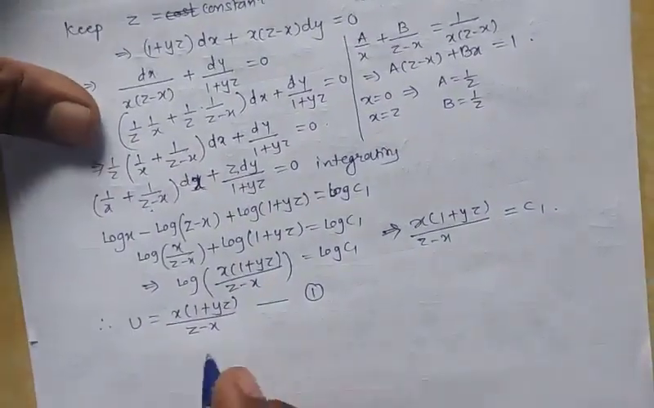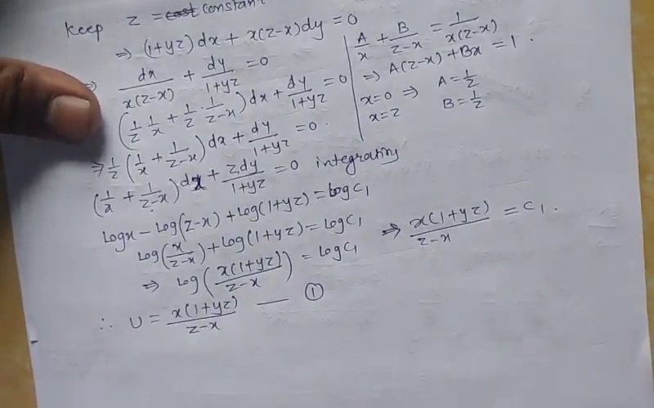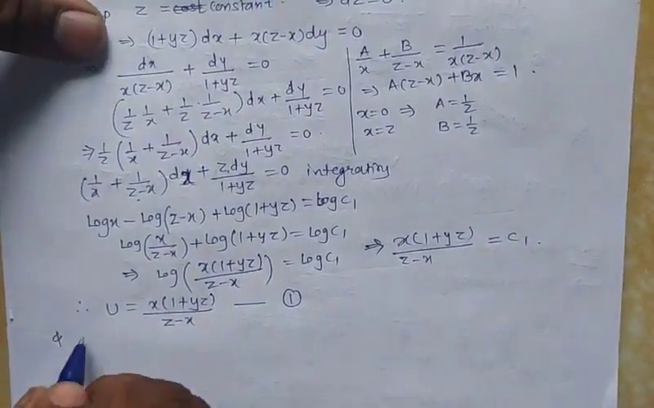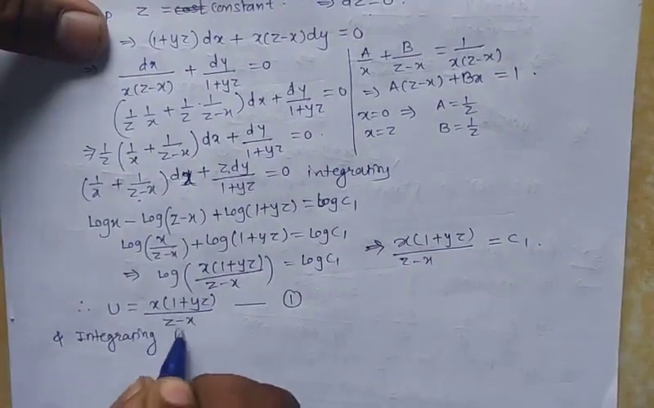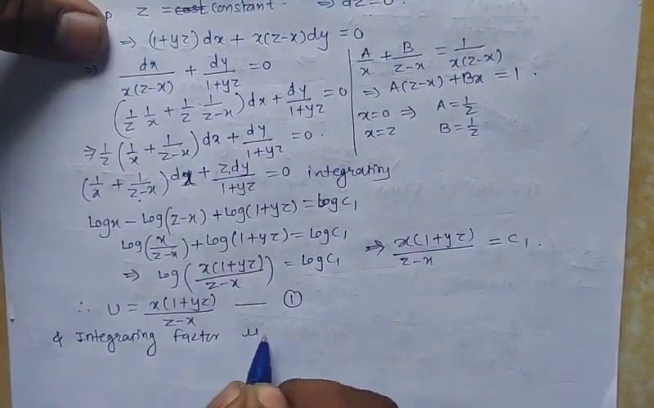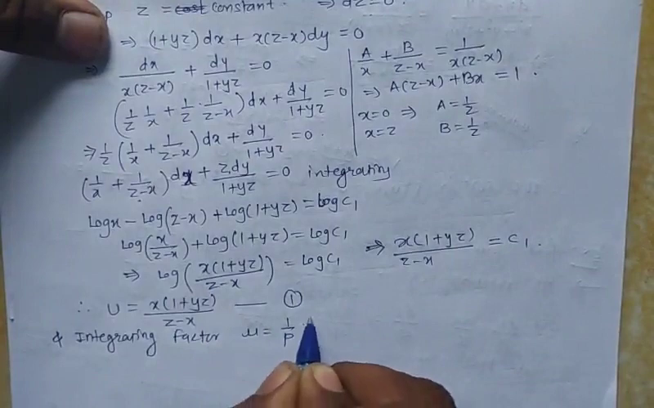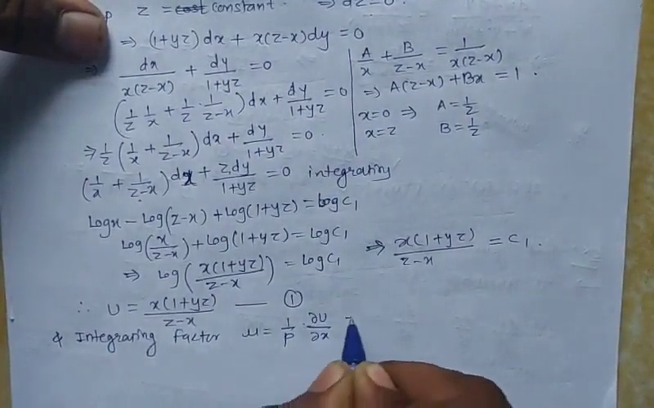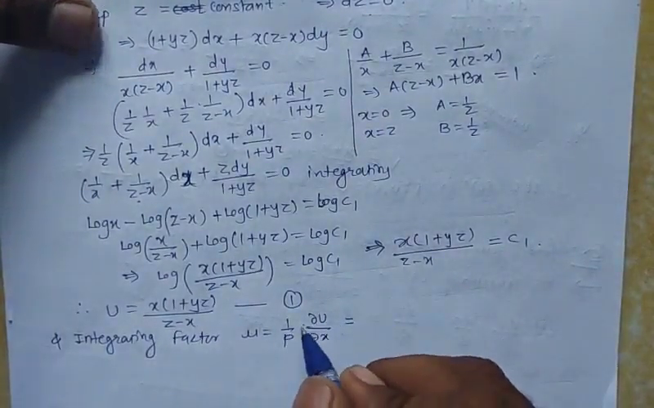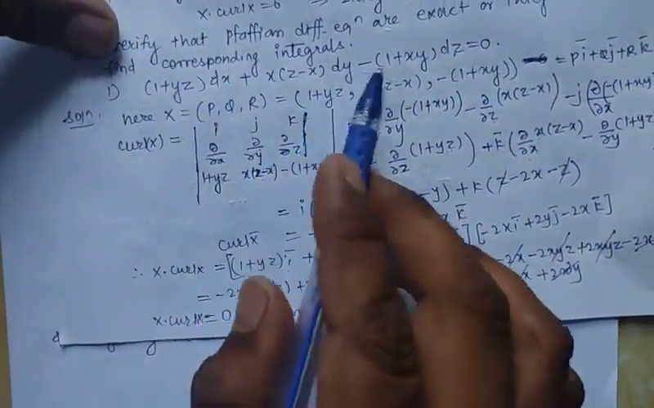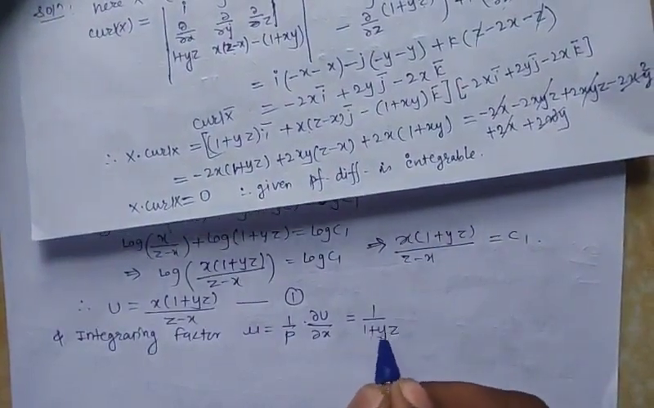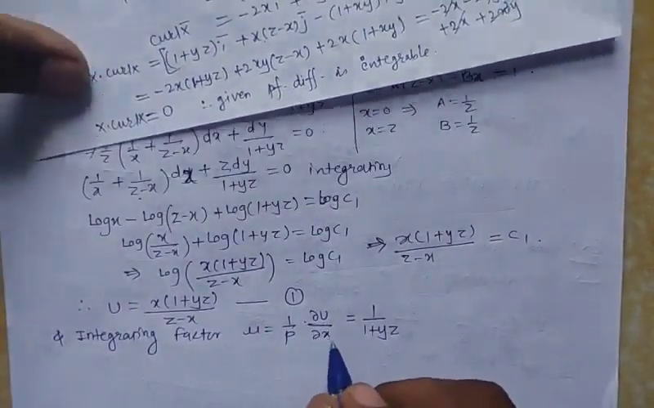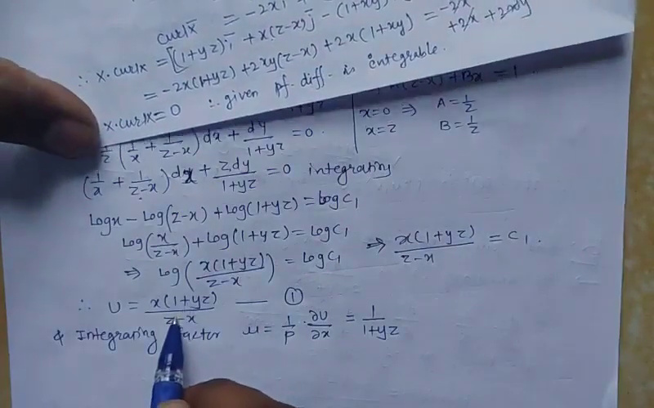Now next find out its integrating factor here. The integrating factor mu is 1 upon P into du by dx. So what is the value of P? Our values are P, Q and R. So P is 1 plus yz. So 1 upon 1 plus yz into du by dx, the derivative of this function with respect to x.